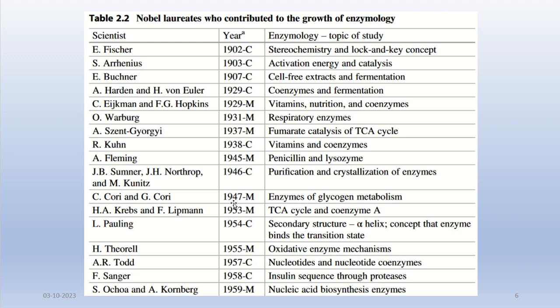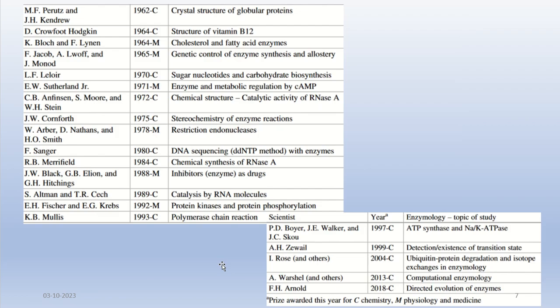So Kuhne, Fleming, Kunitz, Sumner, Northrop, Cori and Cori, enzymes of glycogen metabolism. Then Pauling, and Sanger's insulin sequencing through proteases in 1958 and 1960. Nucleic acid biosynthesis enzymes were given by Ochoa and Kornberg. So likewise, the scientists go up to 2018.